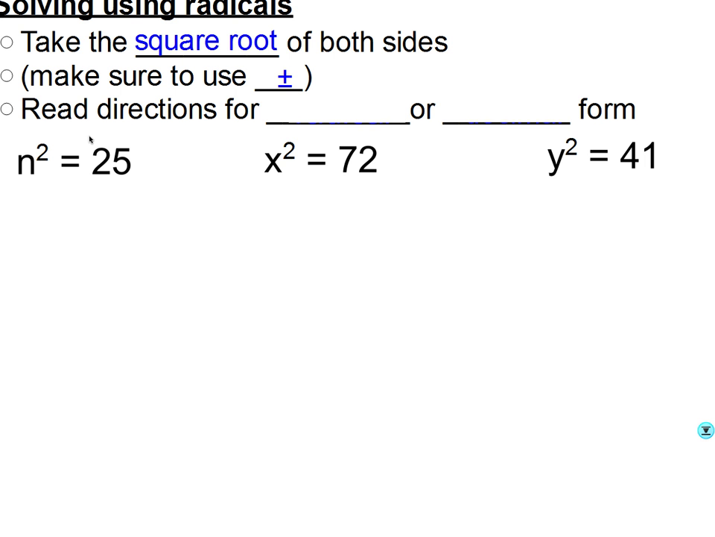Now, on your homework, you're going to want to read directions to find out if it wants the radical answer or the decimal answer or form. Okay, so n squared equals 25. You're going to just take the square root of both sides. And 25 is nice because it's a perfect square. So n just equals plus or minus 5.